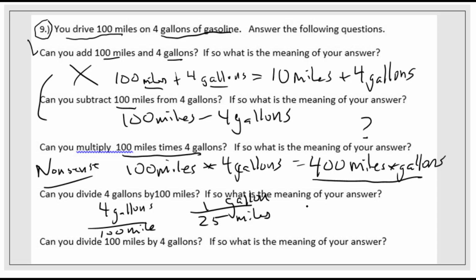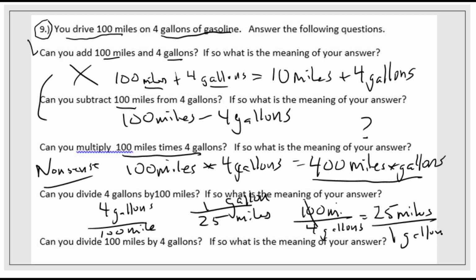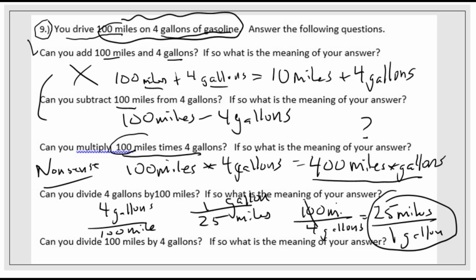And the last one is 100 miles over 4 gallons. And that will reduce to 25 miles for 1 gallon. Does that make sense? Sure. You get 25 miles per gallon if you drive 100 miles on 4 gallons of gasoline.